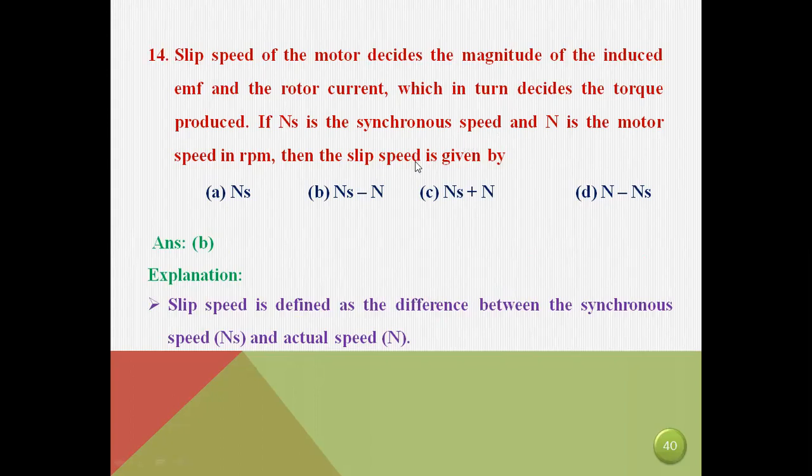So then slip is given by. Already we have seen the equations. If we are calculating only slip, we can calculate Ns minus N upon Ns. But there is a question, the slip speed. So slip speed we are calculating by Ns minus N because we are taking slip speed as the difference between the synchronous speed and the actual speed or the speed of induction motor. So we can take slip speed as Ns minus N.